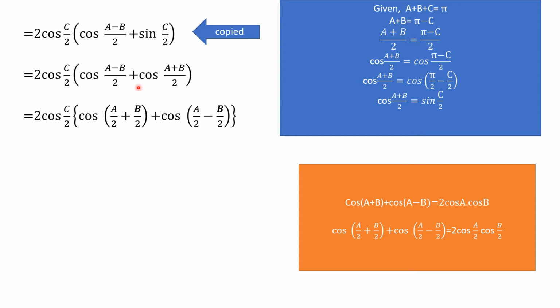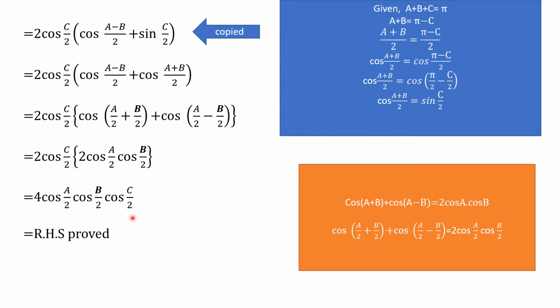So here you can check, this portion is same as this portion. So we can replace this by 2 cos A by 2 into cos B by 2. And on simplification of this, we will get 4 cos A by 2 into cos B by 2 into cos C by 2, which is equal to the right hand side, hence proved. I hope this is clear to you.